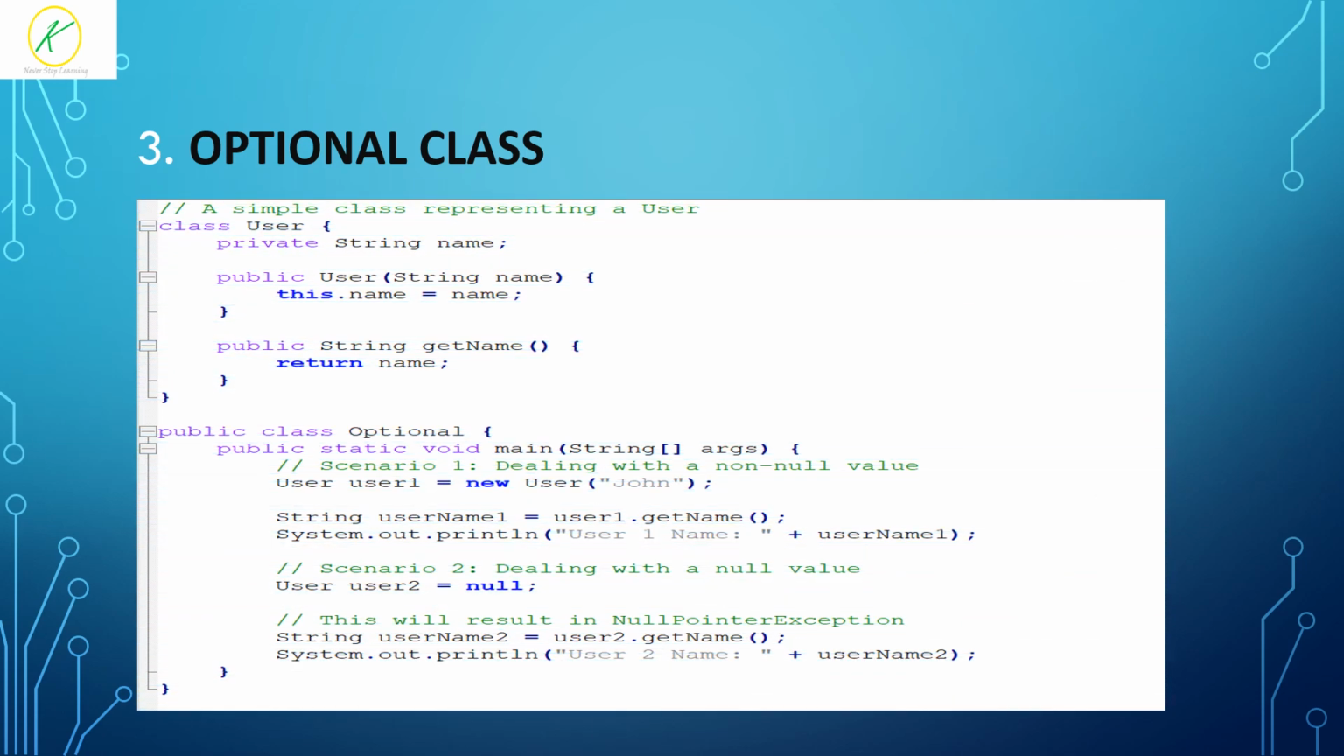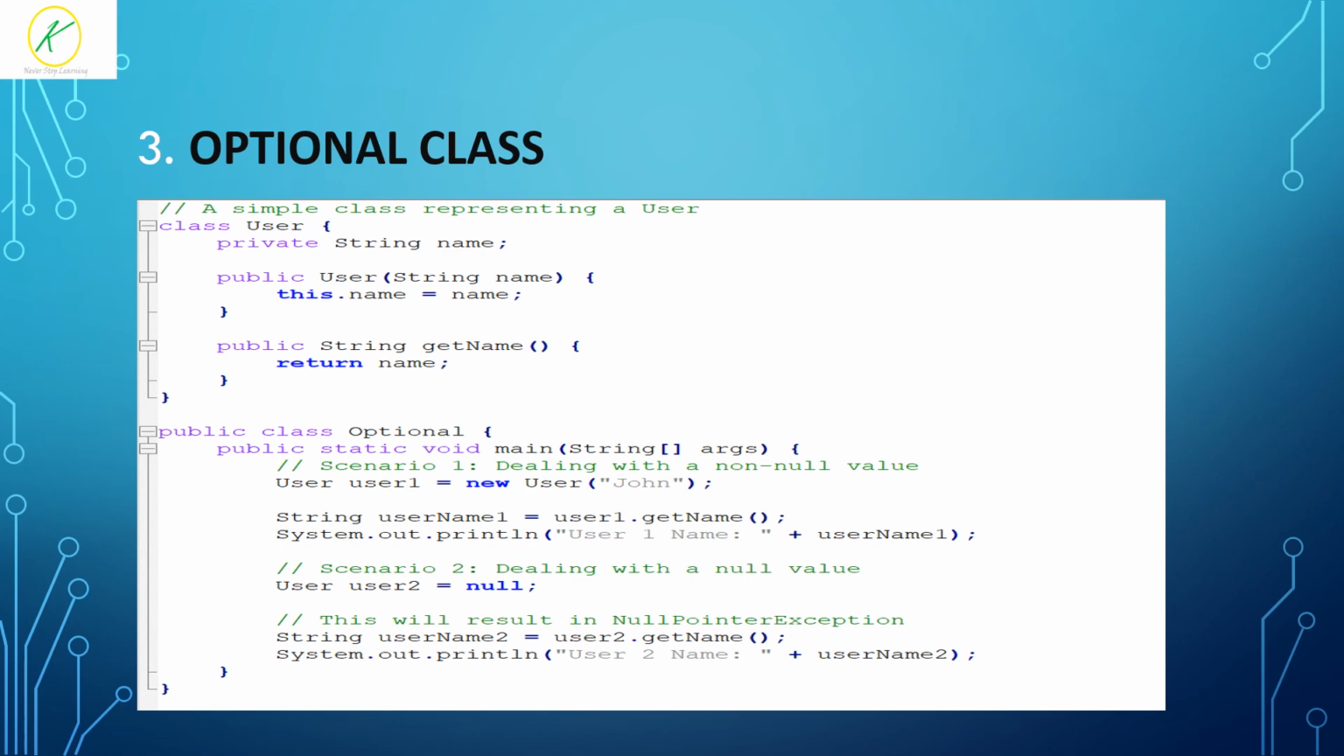The Optional class in Java was introduced in Java 8 to provide a more expressive and safer way to handle situations where a value might be absent or nullable. It is designed to reduce the risk of NullPointerException and encourages developers to explicitly handle the absence of a value. Let's discuss how the Optional class helps in handling null values more effectively.